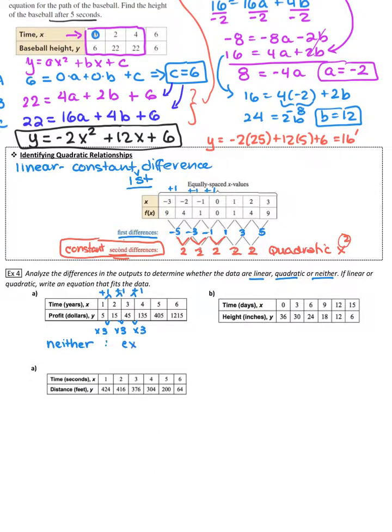Turns out, and it's okay if you didn't know this, it's actually exponential when you have a multiply pattern like that. But all you have to tell me is that it's neither.